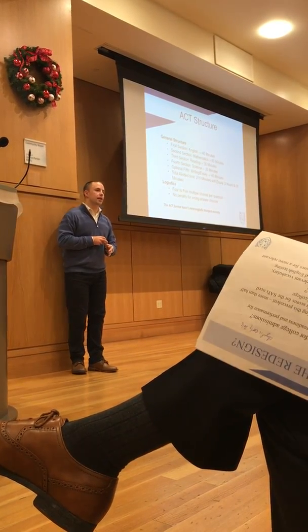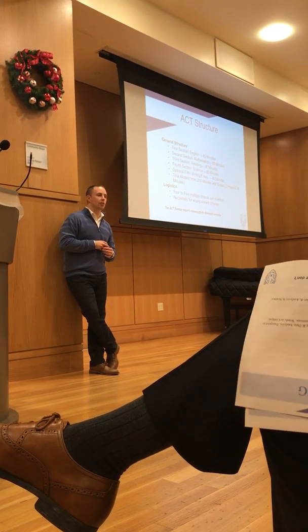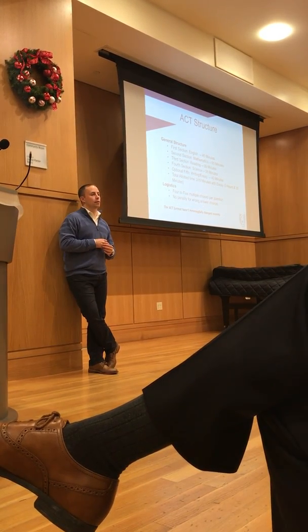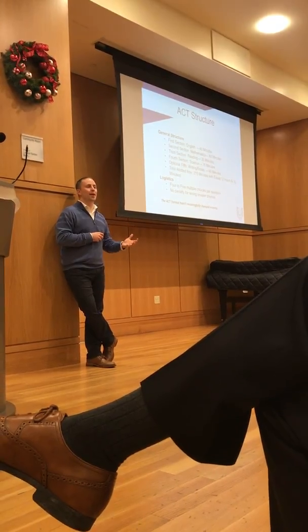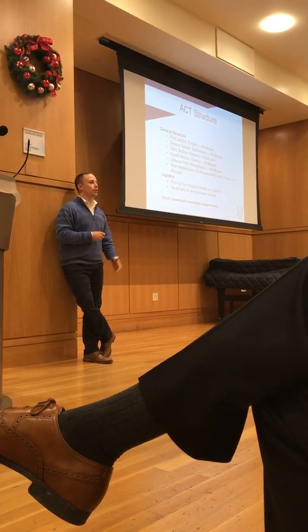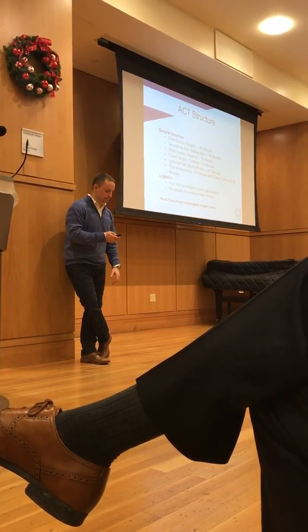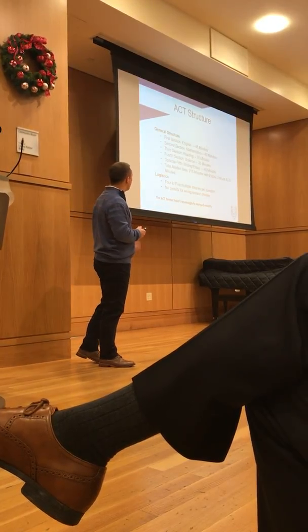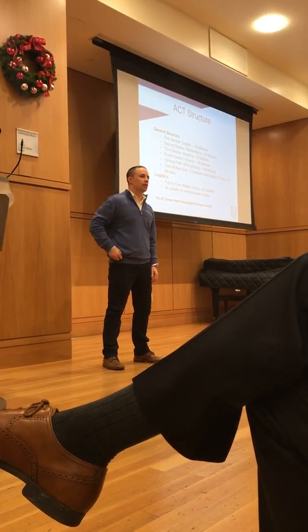None of the arithmetic on the new SAT is particularly challenging, but a lot of students are pretty dependent on their calculators, so that part can be a little off-putting for them. So any questions about ACT structure?